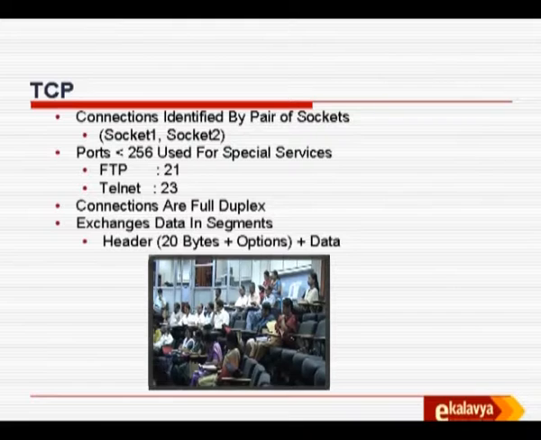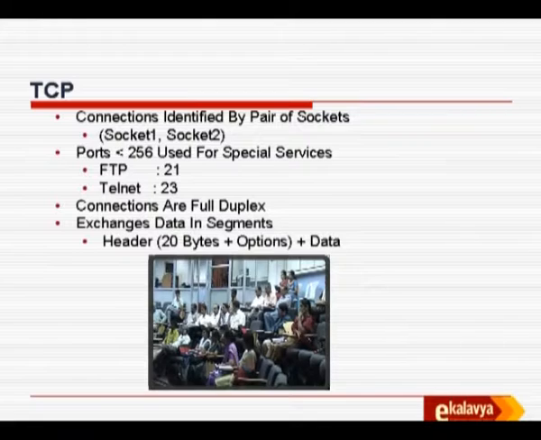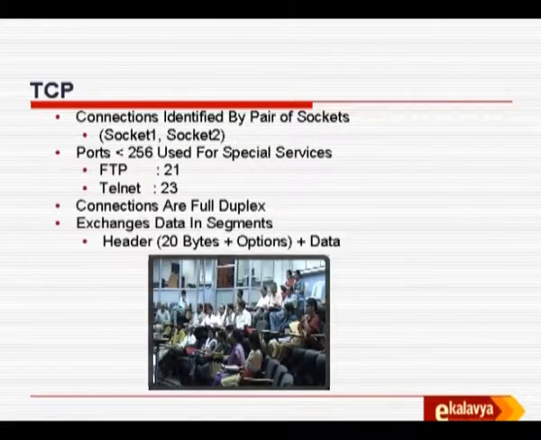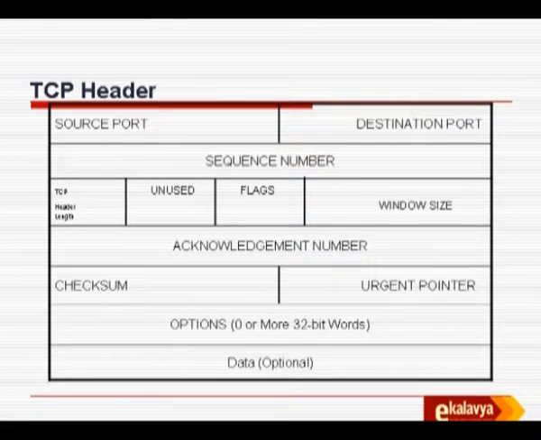The data is exchanged in segments. There is a TCP header, which is a 20-byte header plus options, and then it has data. So here is the TCP header. It has a source port, destination port, a sequence number, a TCP header length, flags, window size, acknowledgement number, checksum. Remember, no bit has to be lost. This is the job of this layer to ensure. Although at every layer the protocol tries to ensure correct transmission and reception, this is the ultimate responsibility.